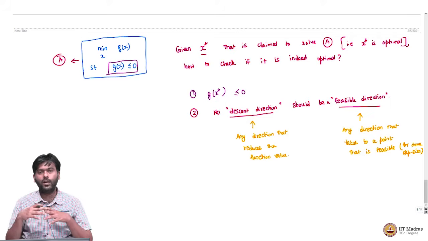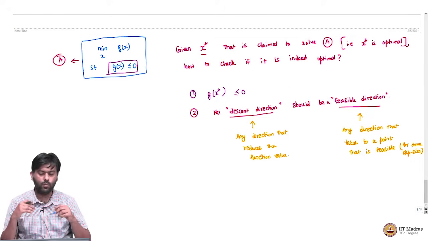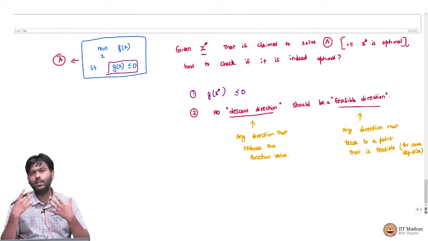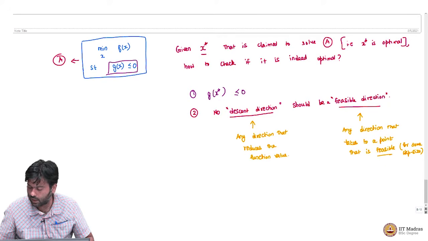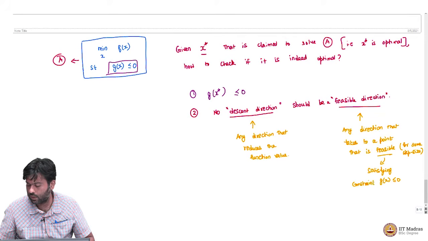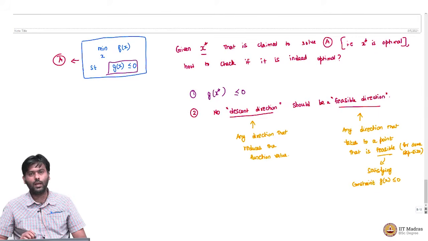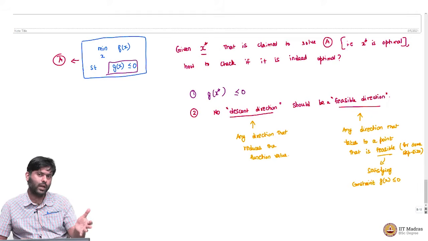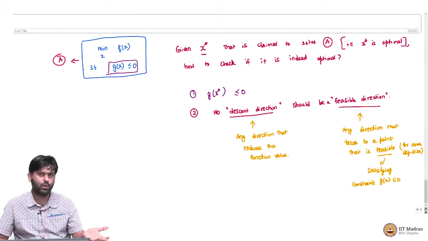Well, where are the feasible directions, right? So, if I am at a current point x star, if I move in some direction and I still satisfy the constraint, by feasible I mean satisfying the constraint, in this case g of x is less than or equal to 0, then that direction is a feasible direction. I can potentially move in that direction without violating the constraint. That is what it means, right?